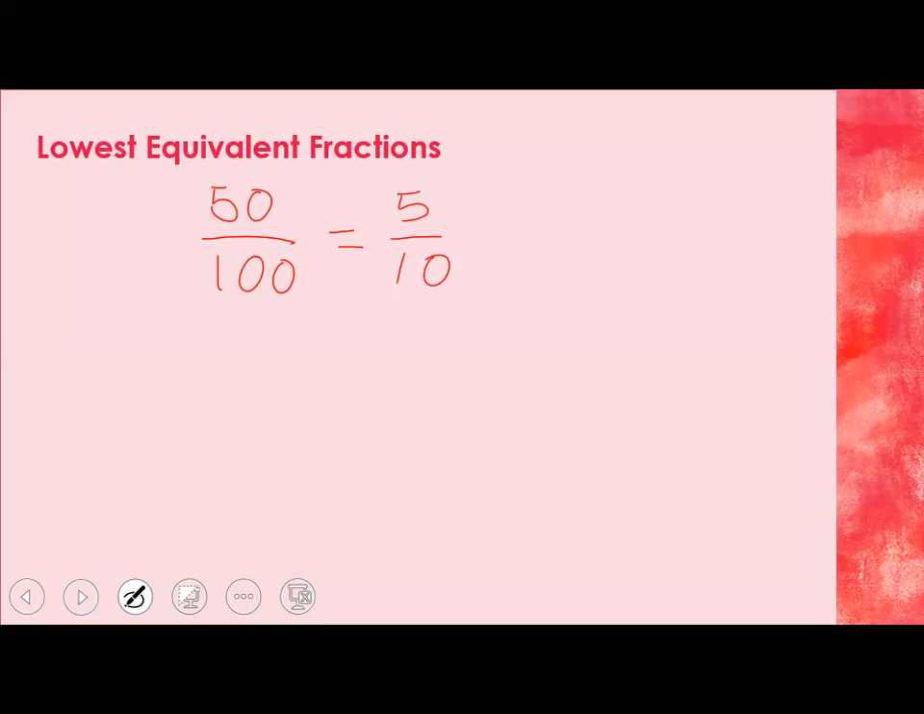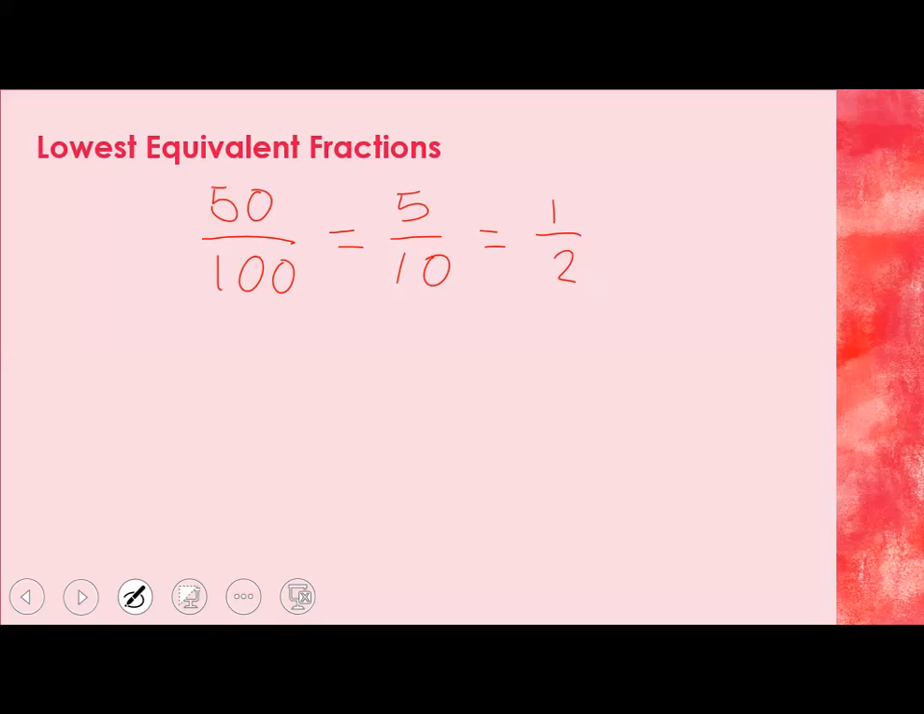Well done if you were able to work out that, yes, these two fractions are equivalent to each other, but I can make it even lower because 5 and 10 can both be divided again. They can both be divided by 5 to give me the answer, a half.